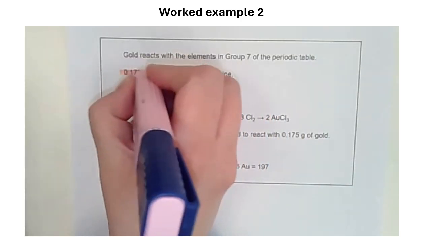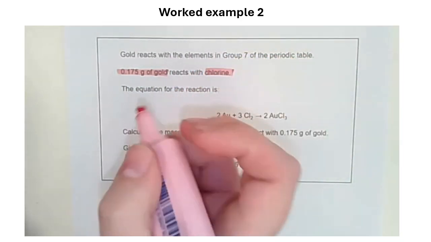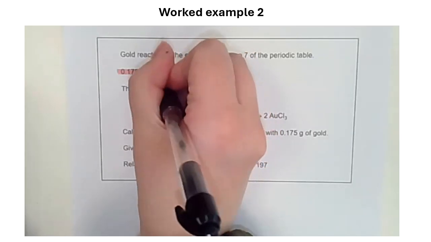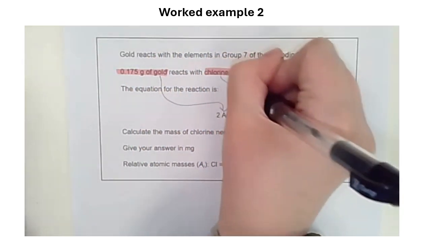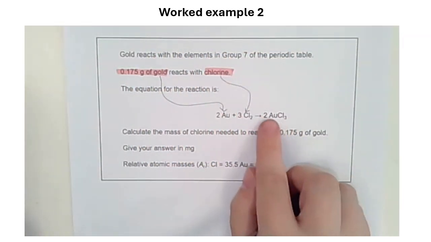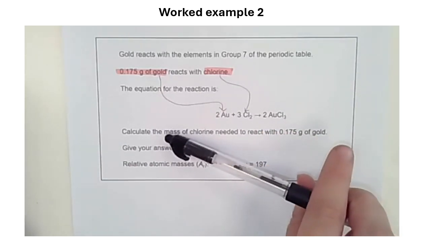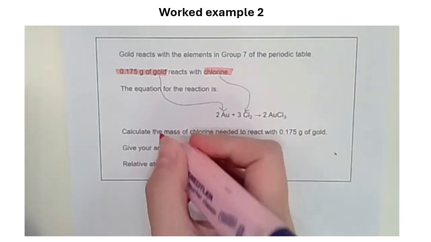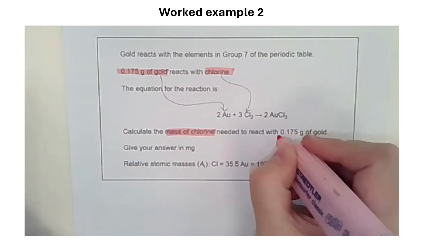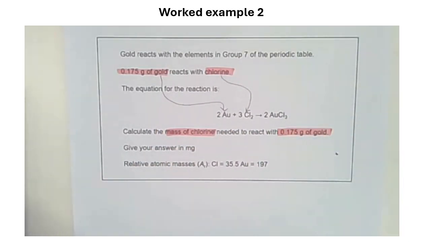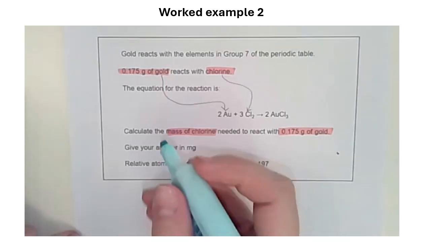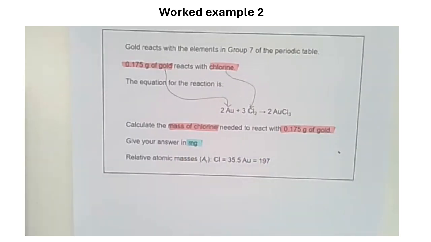0.175 grams of gold reacts with chlorine. So I know that my gold is reacting with chlorine, and I've got my product here, which will be gold chloride. I want to calculate the mass of chlorine needed to react with the 0.175 grams of gold. Importantly, there's an extra step here, which is to give your answer in milligrams. This will therefore be a 5-mark question.